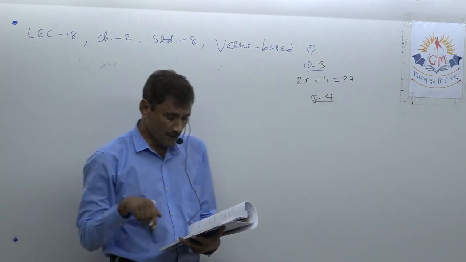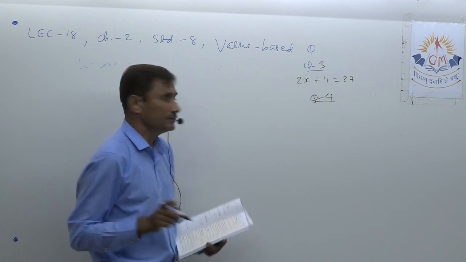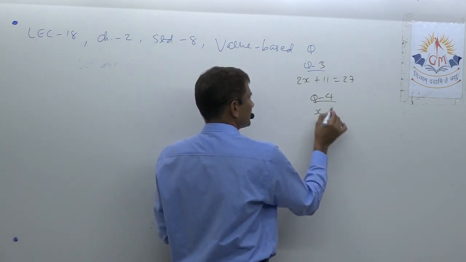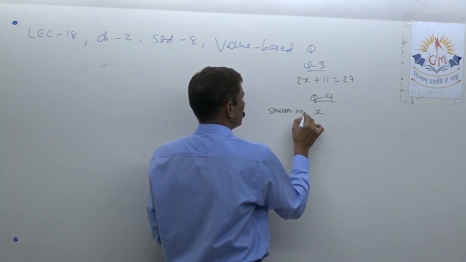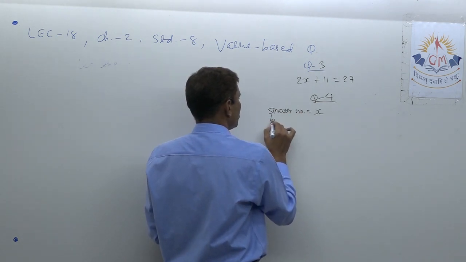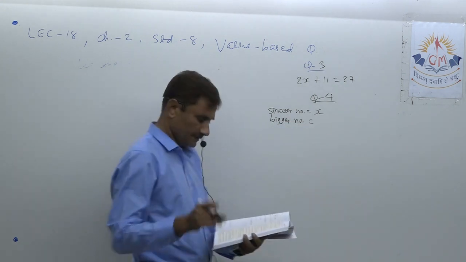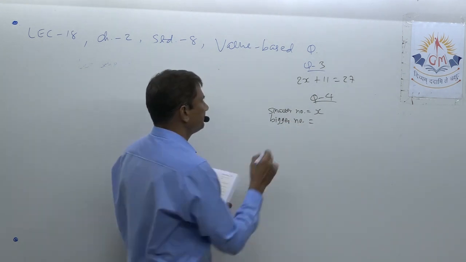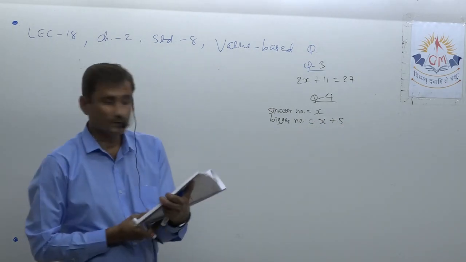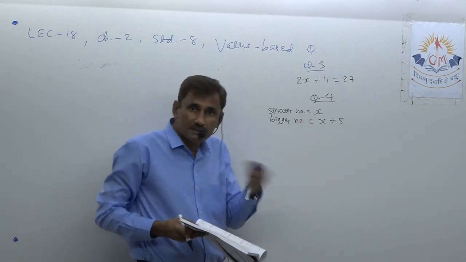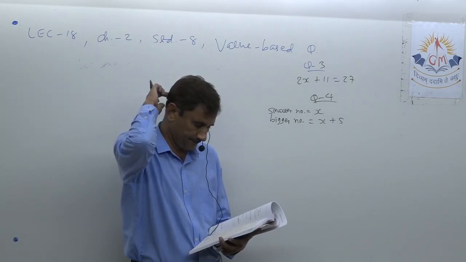Two numbers differ by 5. If their sum is 19, find them. I told you, suppose the smaller number be x. So obviously, the bigger number will be something more. How much more? The difference is 5, so it will be x plus 5. Because the smaller number is x, the bigger number is x plus 5. Bigger means plus 5, the difference is obviously 5. Okay.